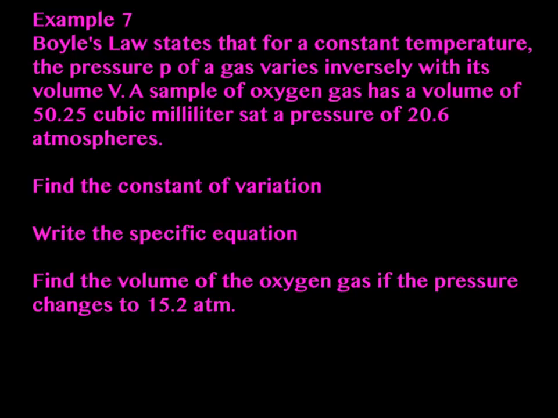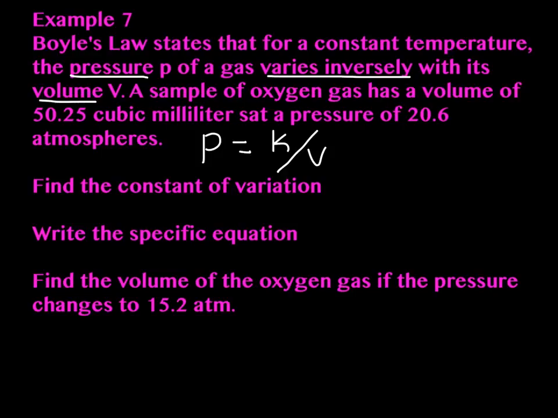All right, one more example, this time a word problem. Boyle's law states that for a constant temperature, the pressure P of a gas varies inversely with its volume V. A sample of oxygen gas has a volume of 50.25 cubic milliliters at a pressure of 20.6 atmospheres. Sorry for the typo. Find the constant of variation. All right, so it says the pressure varies inversely with its volume. So I'm going to write P equals, inversely would be K divided by the volume.